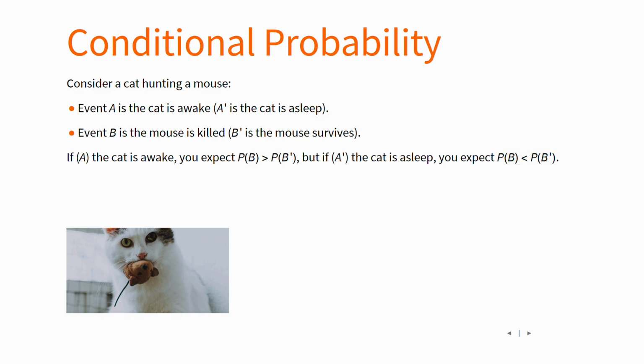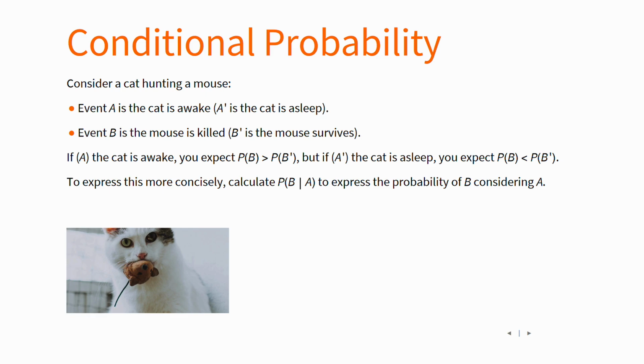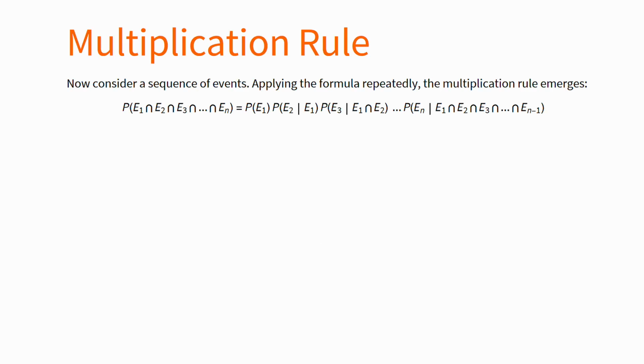This means that writing probability of B for either probability is ambiguous. So to express it more concisely, write probability of B line A, which reads probability of B given A. It's defined as the probability of the intersection of A and B divided by the probability of A. Now, if you just isolate the intersection, you get a multiplication. Applying the multiplication repeatedly, the multiplication rule emerges, this formula. Intuitively, it means that you can indefinitely multiply probabilities as you get more and more precise.